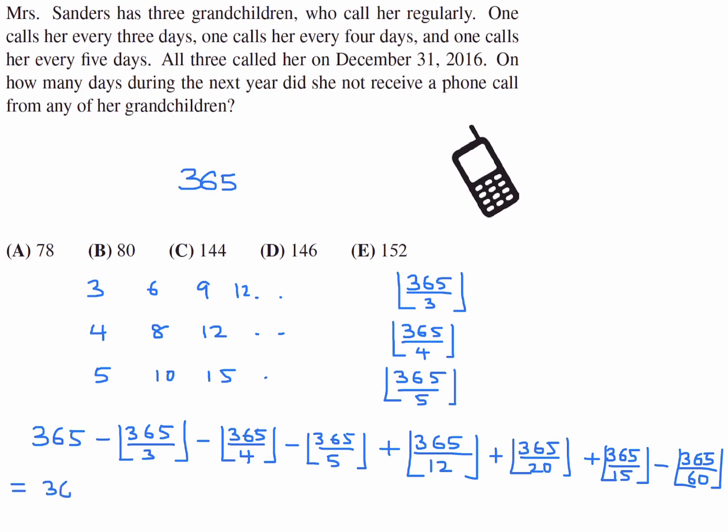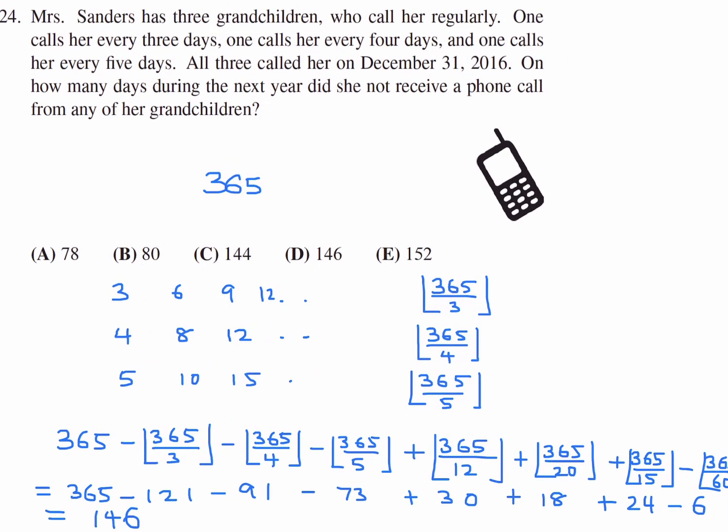So these numbers are going to be 365 minus 121 minus 91 minus 73 plus 30 plus 18 plus 24 minus 6. And when you do that whole math, you get 146. And therefore, number 24, the answer is D.